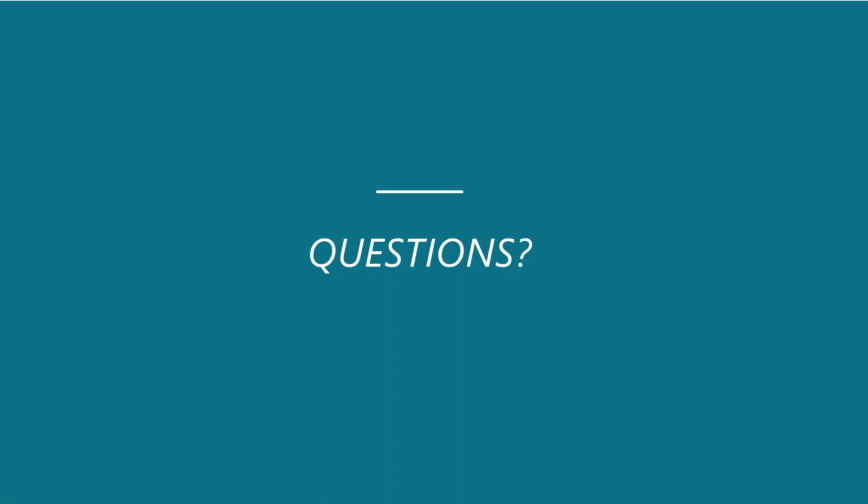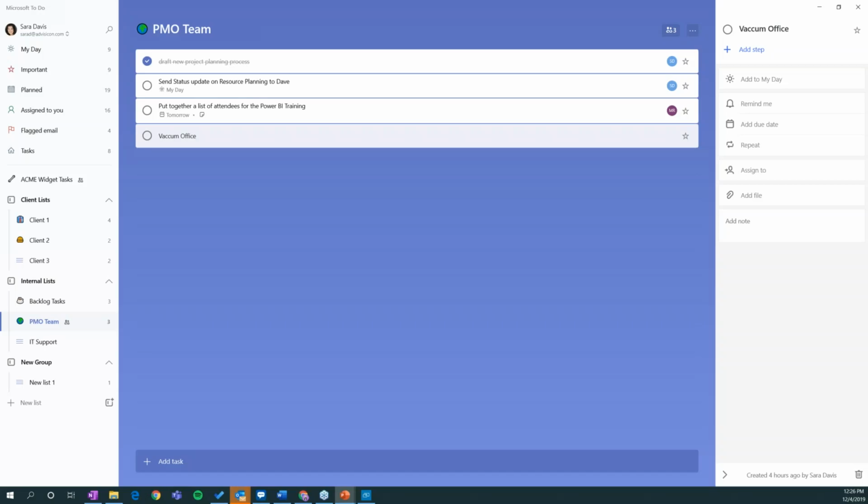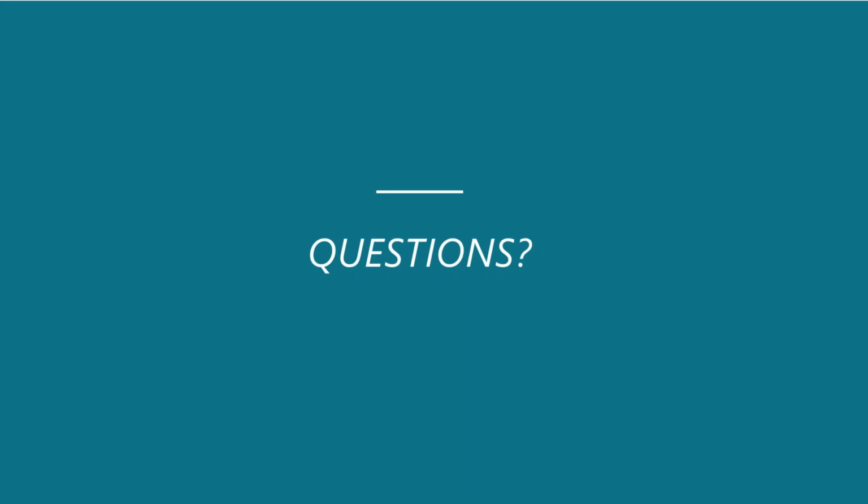So the first question is, will Microsoft Teams integrate with To-Do so we can flag a chat or a conversation similar to flagging an email? I apologize, I'm having technical difficulties. Leslie, can you say that again? Sure. Will Microsoft Teams integrate with To-Do so that you can flag a chat or a conversation similar to flagging an email?